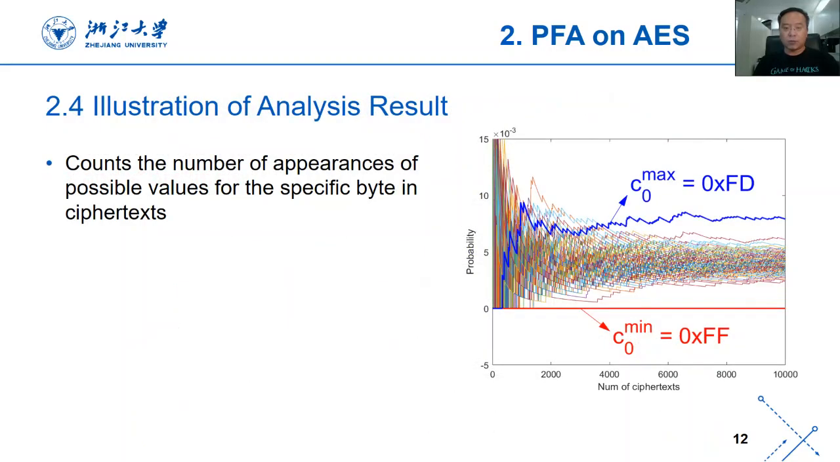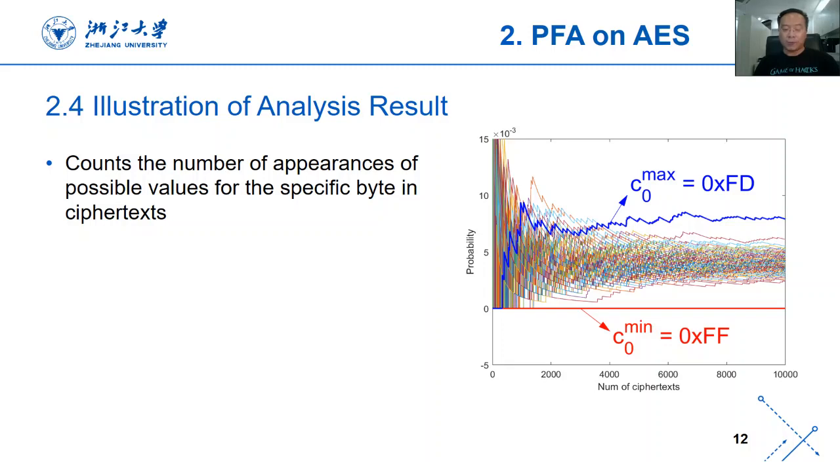Here is an illustration of the analysis result. Quite straightforward. Like the figures in DPA and CPA, we plot the probability of values for ciphertext bytes along with the number of samples. If you see the red curve, which is all zero, you know the value of V. If you see the blue curve which converges to two over 256, you know the value of V star. That is the core idea of original PFA.